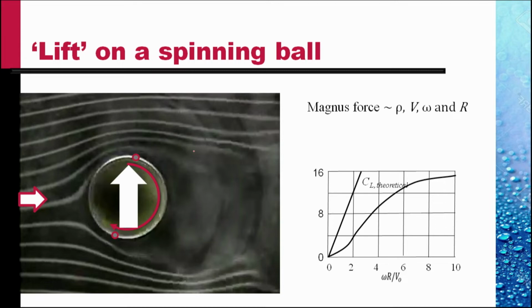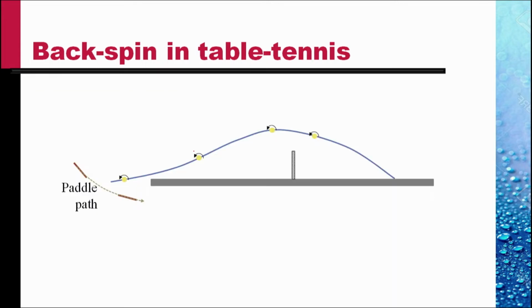It explains partly the force. So let us explore how a spinning ball affects the trajectory of a ball. Let's look at a table tennis table.